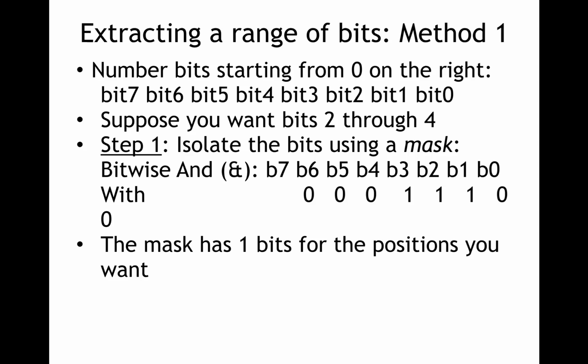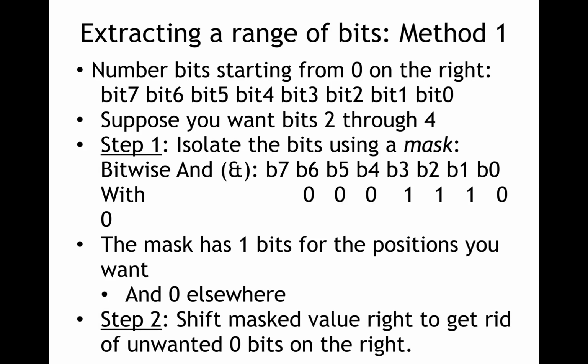But there's a final step, step 2. You have to shift it, because from here you will get a big number that still has 0s on the right side. So you have to shift it to get rid of the unwanted 0 bits on the right. In this case, you will do a right shift by 2.